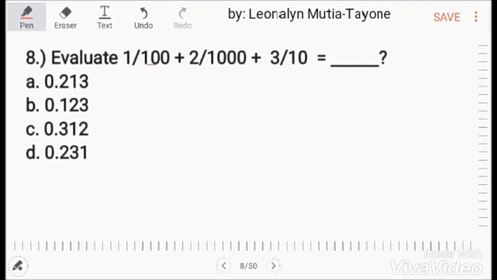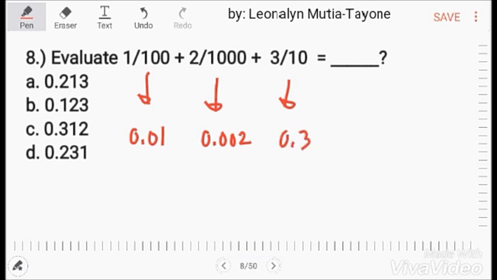Number 8, evaluate 1 over 100 plus 2 over 1,000 plus 3 over 10. Ang given na ito, hindi na tayo maghanap ng least common denominator para ma-solve natin siya, kasi ang sa choices naman ay decimal siya. So, i-decimal natin siya, 1 over 100, and that is equivalent to 0.01. This is equivalent to 0.002, and this is 0.3.